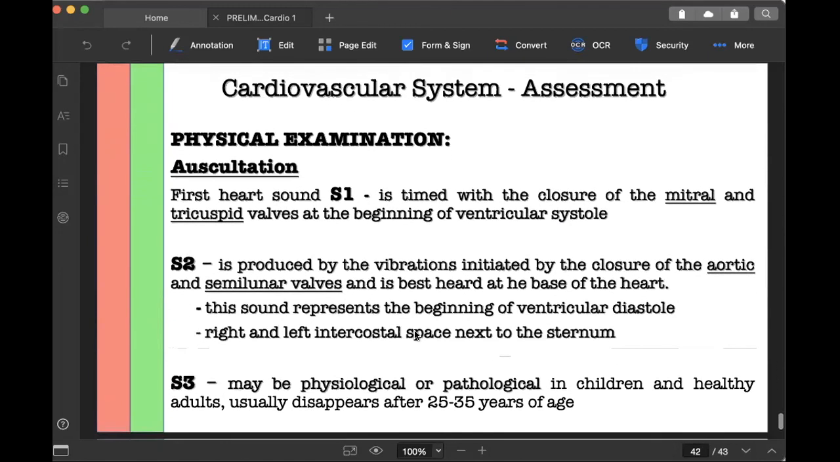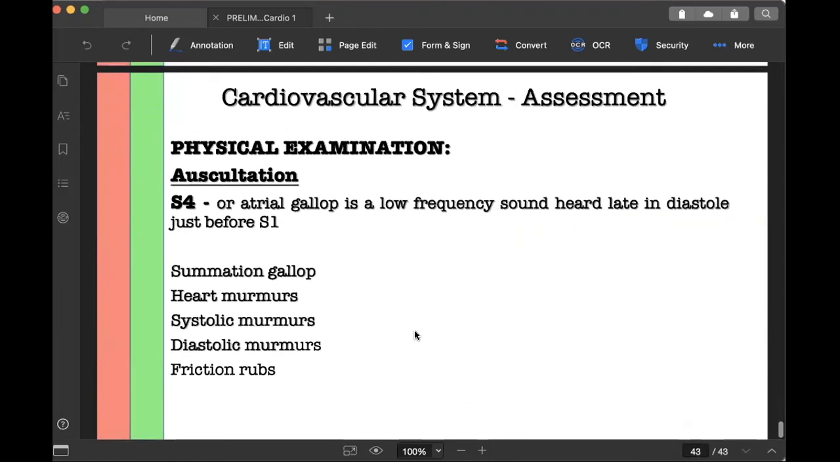Physical examination, auscultation is very important for cardiovascular disease. So, the S1, S2 sound, your lub-dub sound. Sometimes there's going to be S3 and S4 as well, lub-dub-dub. So you will be learning this one as well. Also, we have your S4, the atrial gallop, a low frequency sound heard late in diastole just before your S1, and other heart murmurs that you're going to properly utilize in order to distinguish the normal sounds from the abnormal sounds. And maybe I will be sharing some videos of this one for us to be able to appreciate it.